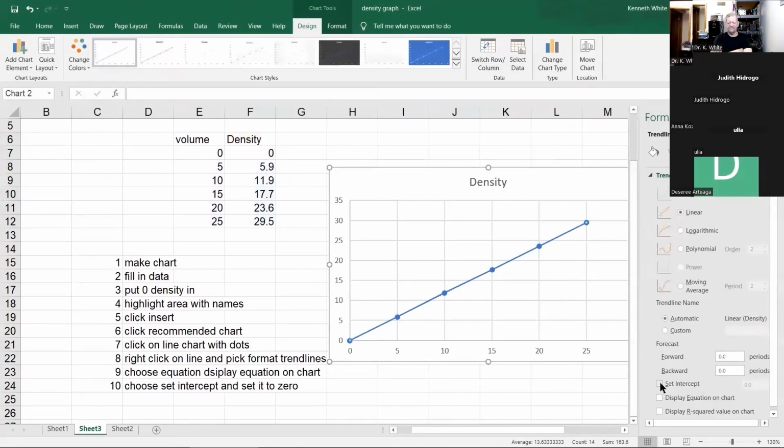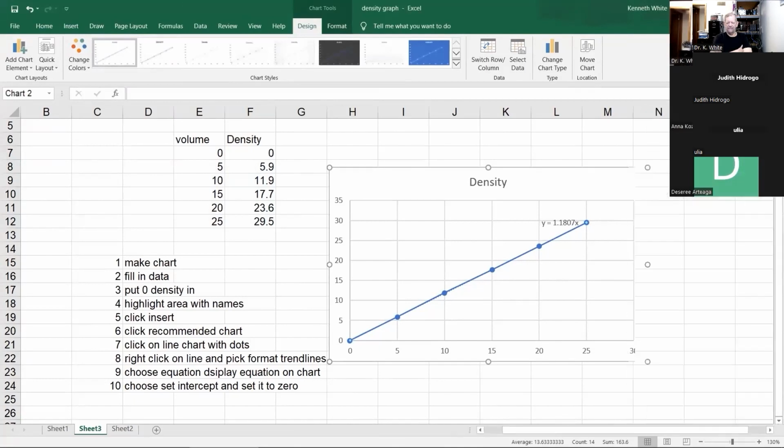Then where it says display equation on chart, click on that. And where it says set intercept, click on that. The number in the box should be 0.0. And if you notice right here, it says y equals 1.1807x. That's your equation. That number in front of x is the density.